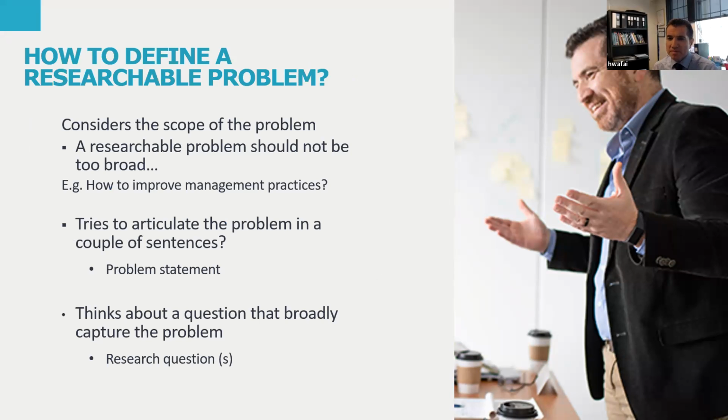Consider the scope of the problem. A researchable problem should not be too broad. So, for example, a too broad problem would be how to improve management practice in general, or how to improve IT project implementation in general. This is too broad a problem to research. A broad problem is so complicated for you to define literature for and to build a proper research question from. Also, you don't want to have a problem that is too narrow.